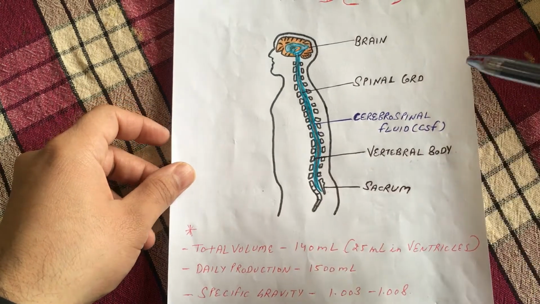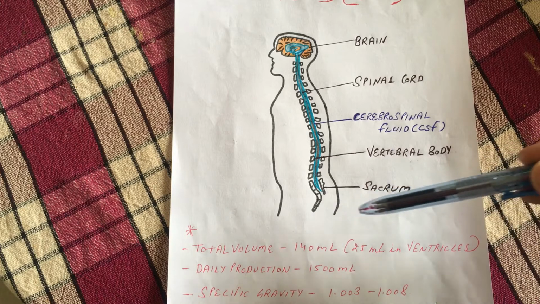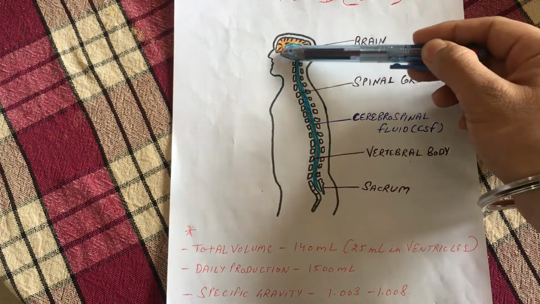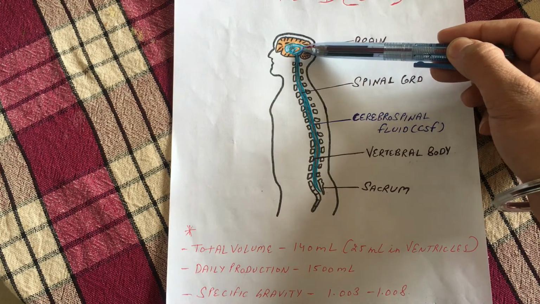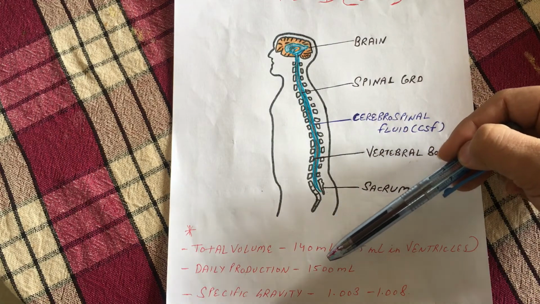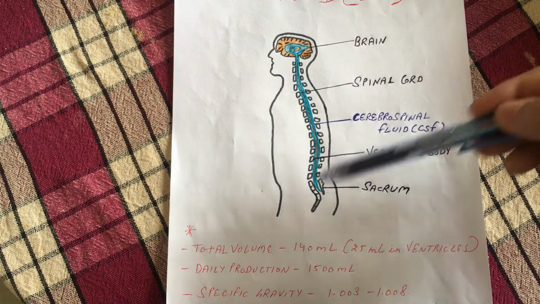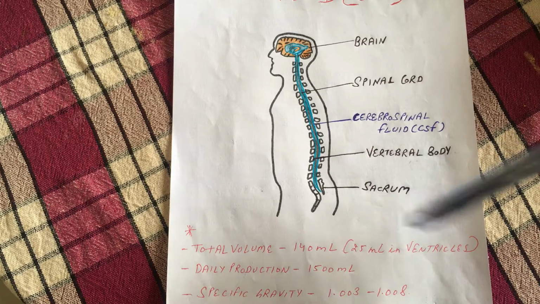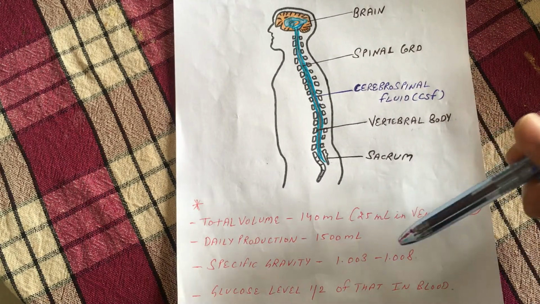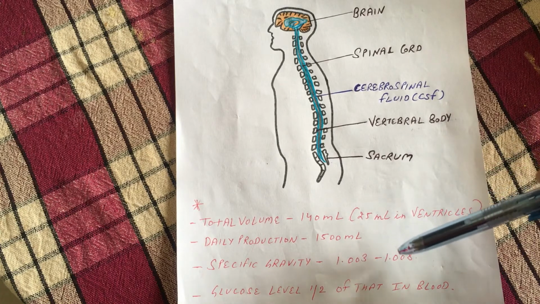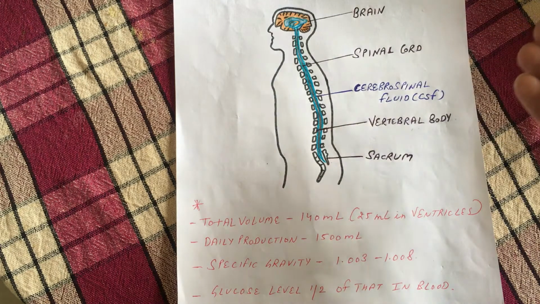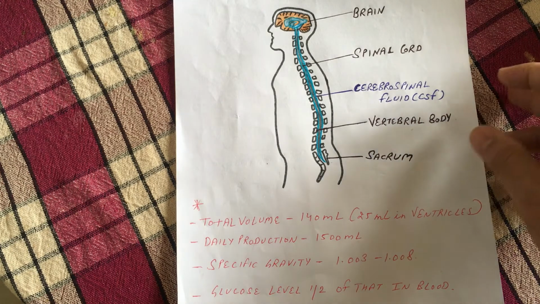Clear? Now coming to the characteristic features of the CSF. The total volume of the CSF is 140 ml, out of which 25 ml is in the ventricles. The daily production of the CSF is 1500 ml. It means it is constantly replaced. It gets changed every day. Clear? Then the third is the specific gravity of the CSF. It is 1.003 to 1.008. And the last is the glucose level of CSF, which is half of that in the blood. Clear?